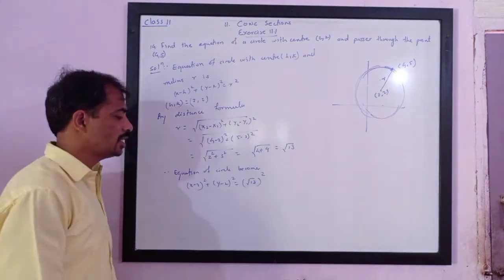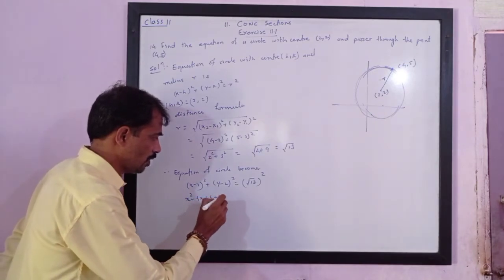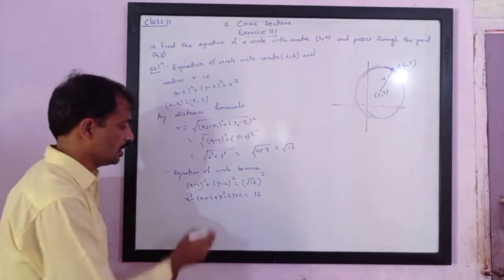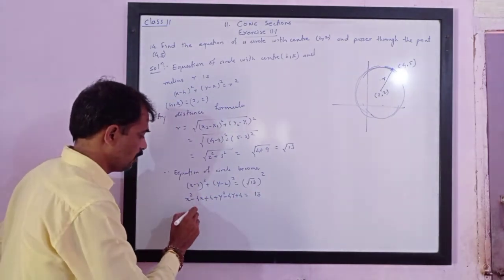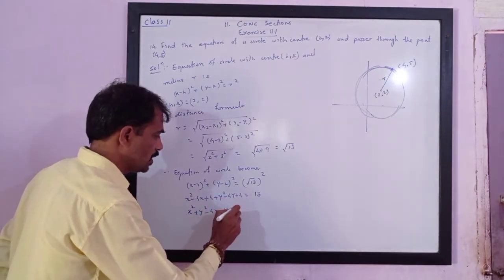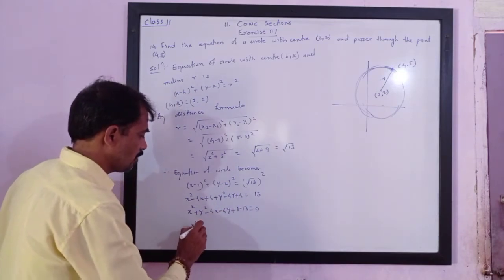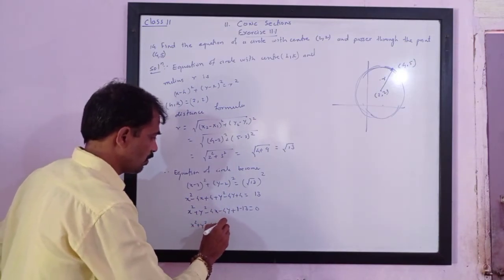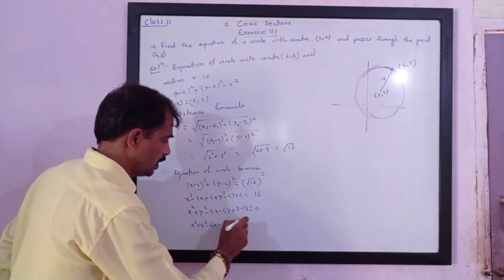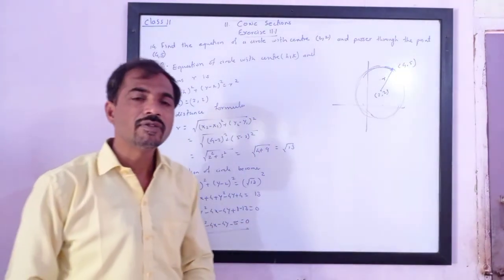Now if you expand this, you will get x square minus 4x plus 4 plus y square minus 4y plus 4 is equal to 13. So if you arrange in descending order of the powers, you will get x square plus y square minus 4x minus 4y plus 8 minus 13 is equal to 0. So this becomes x square plus y square minus 4x minus 4y minus 5 is equal to 0. So this is the required equation of circle.